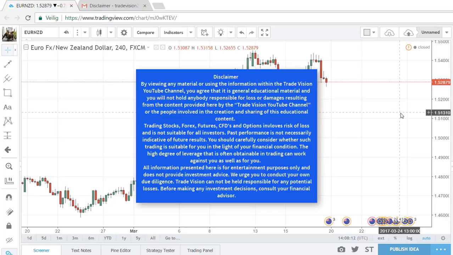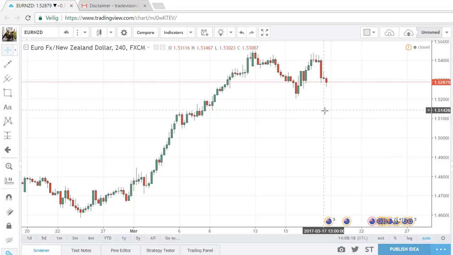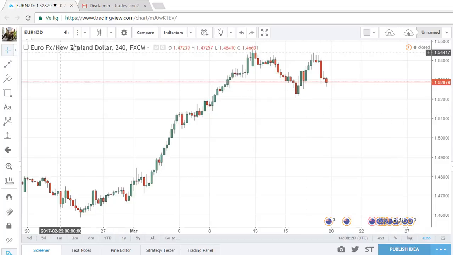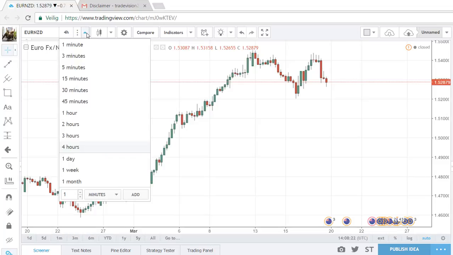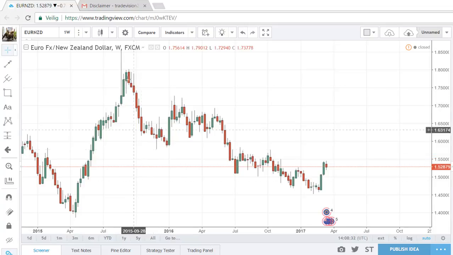So, like I said in my earlier videos, I'm looking for some new opportunities in some forex pairs or some stocks maybe. For now, I'm looking at the euro, New Zealand dollar, so that means no Australia, no US, no Swiss franc. Some pairs I'm in at the moment. It's good to switch things up. This is the weekly chart, so let's start on a bigger time frame.